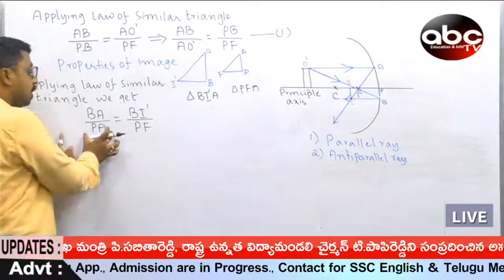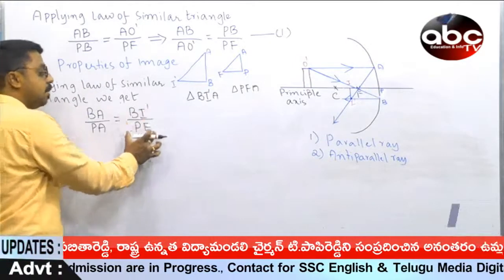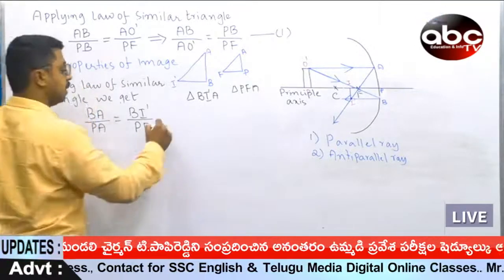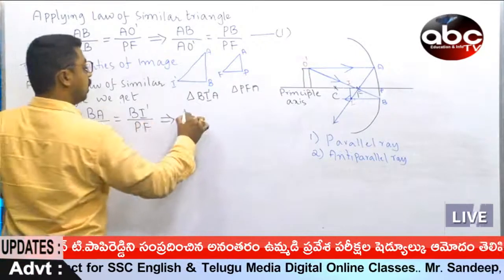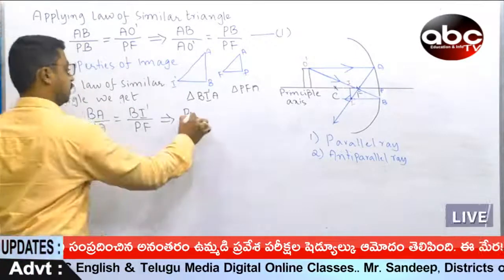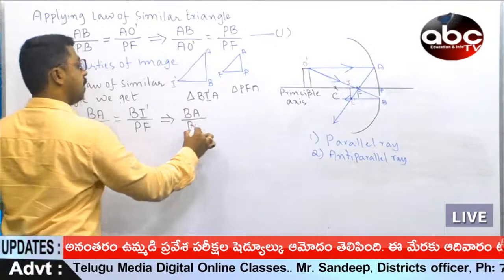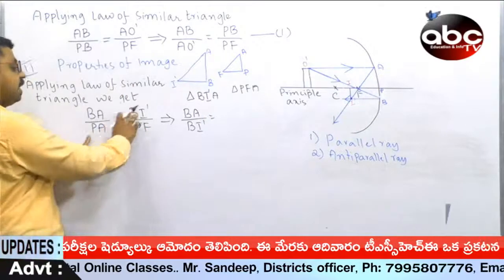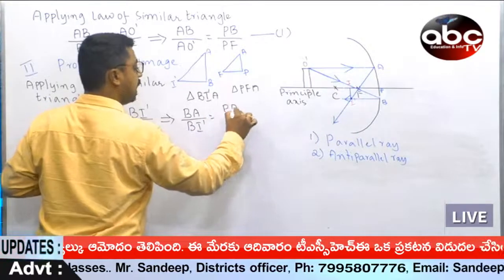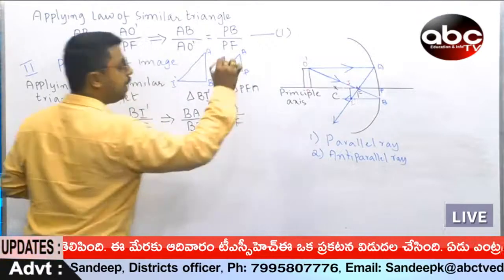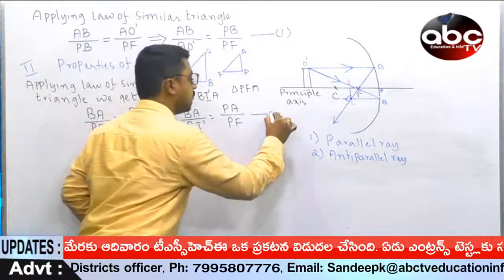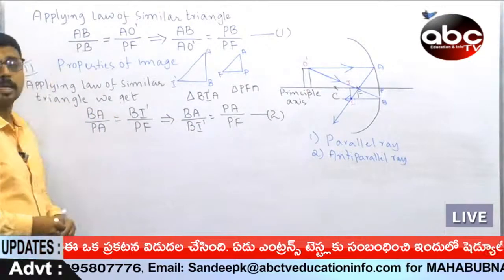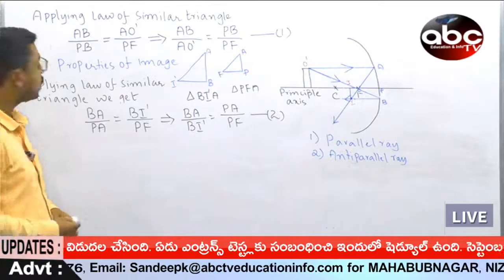So what are we going to do here? BA by PA is equal to BI dash by PF. Bringing the similar terms here, BA by BI dash is equal to, sending this PA to this side, PA by PF. Let us analyze this as the second equation. Now what are we going to do here?